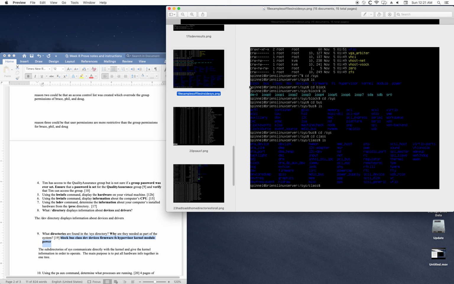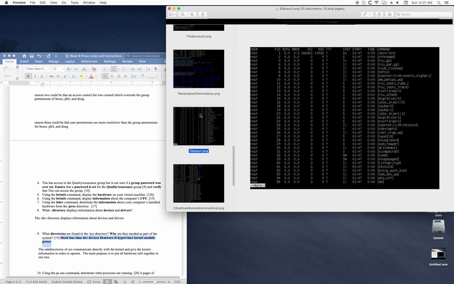And why are they needed? Well, because the subdirectories of sys communicate directly with the kernel and give the kernel information in order to operate. The main purpose is to put all hardware together in one tree. Using the ps command to determine what processes are running. There, that's one of 4 pages of that.